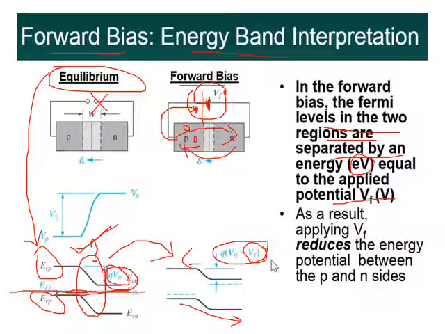And why has the gap reduced? Because of this potential only. So V naught minus Vf will be a lesser quantity compared to only V naught, right? So this gap has been reduced so that the charge carriers can easily move. The electrons will move in this direction, and the holes will start moving in this direction. As a result, applying Vf reduces the energy potential between the P and N sides.